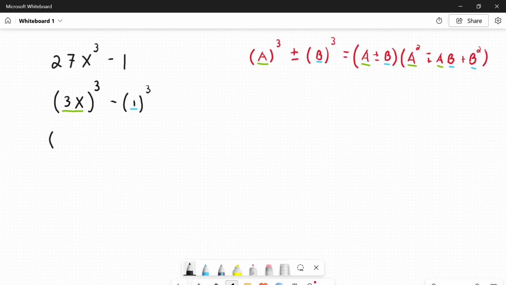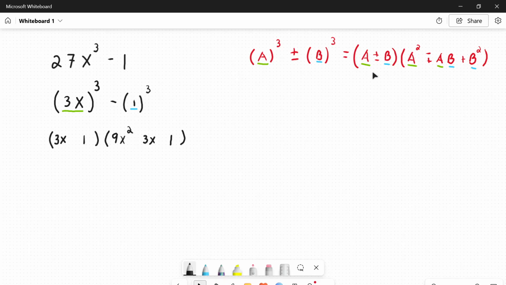The formula has a binomial and then a trinomial. The formula says a plus or minus b. So I'm going to write down my a and my b. I'll write down the plus or minus later. In the next bit, in the larger parentheses, the trinomial, I have a squared. If I take that a and I square it, I'm going to get 9x squared. And then I need to do a times b. 3x times 1 is 3x. And then I need to do b squared. B squared, that would be 1 squared. 1 times 1 is just 1.